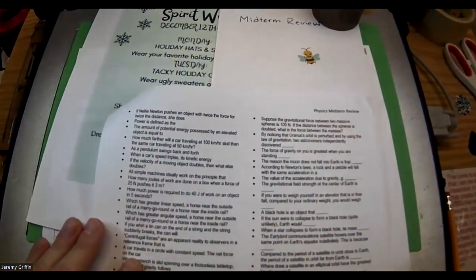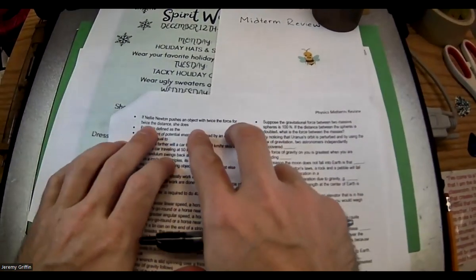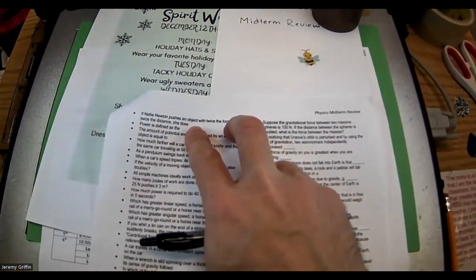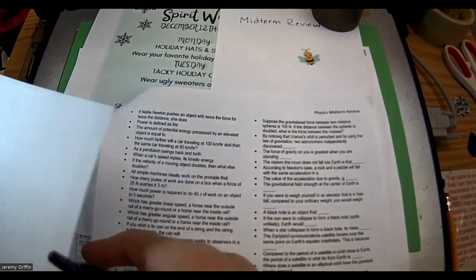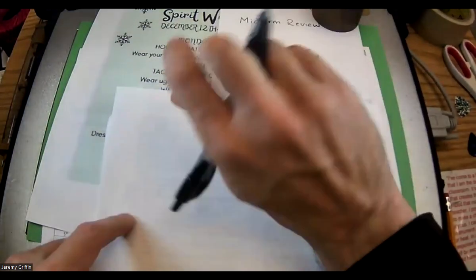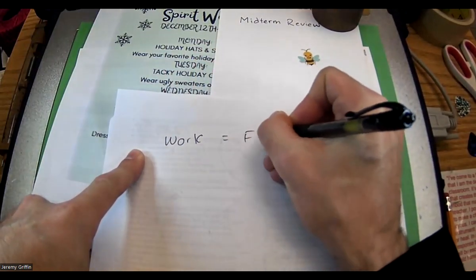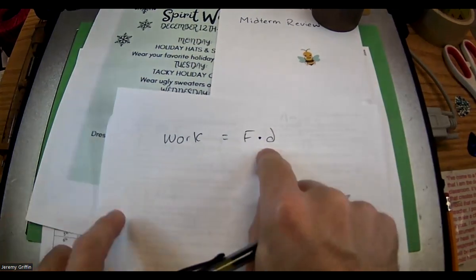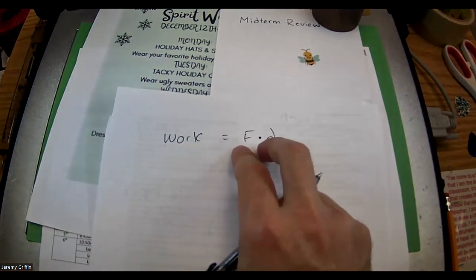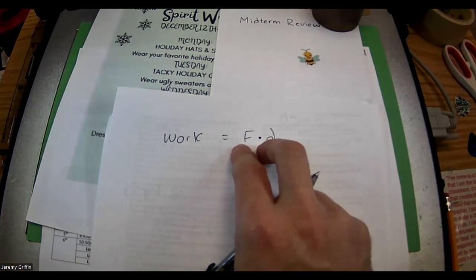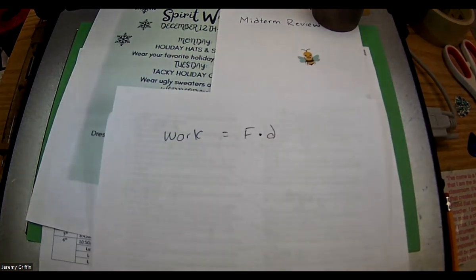Nellie Newton pushes with twice the force for twice the distance. She does how many times the work? 4 times, because the work is force times distance. You double this and you double this. That's 2 times 2. If it's twice the weight for twice the height, for example, there'll be 4 times the amount of work.